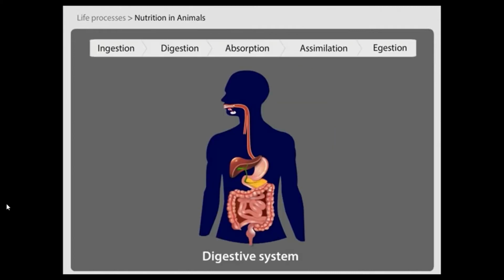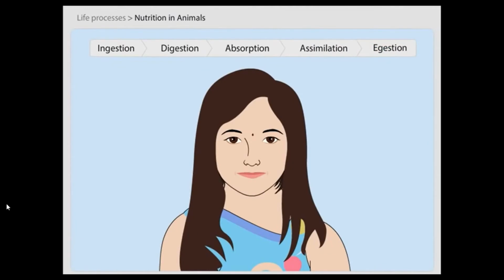Nutrition in human beings includes various steps. They are ingestion, digestion, absorption, assimilation and egestion. We will now describe the various steps of nutrition in human beings.